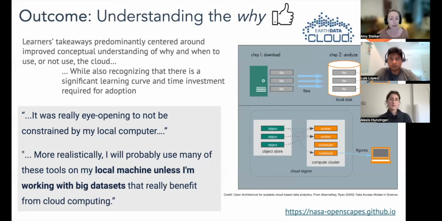So some other quotes here: it is really eye-opening to not be constrained by my local computer. This is a big paradigm shift from traditional download methods and relying solely on that computer for not only storage, but also compute. And then, more realistically, I'll probably use many of these tools on my local machine unless I'm working with big data sets. So again, understanding the why and when was really helpful, and a lot of our participants gained a lot of understanding there.